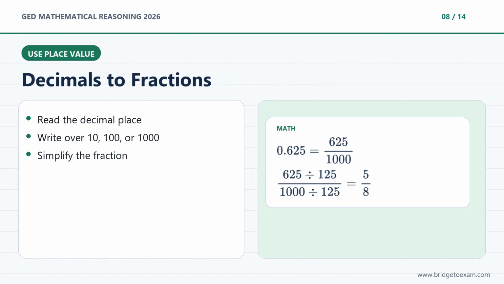Decimals are fractions written another way. To convert 0.625, read the place value. It is 625 thousandths. So write 625 over 1,000, then simplify by 125.